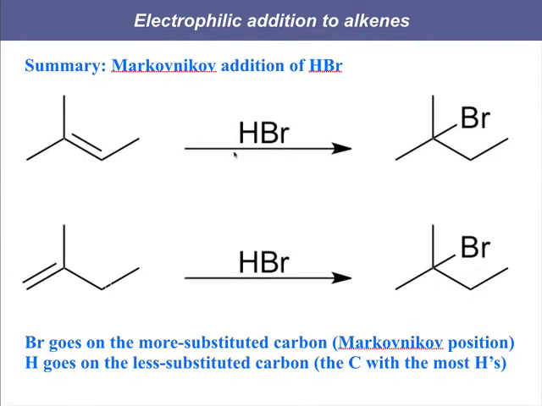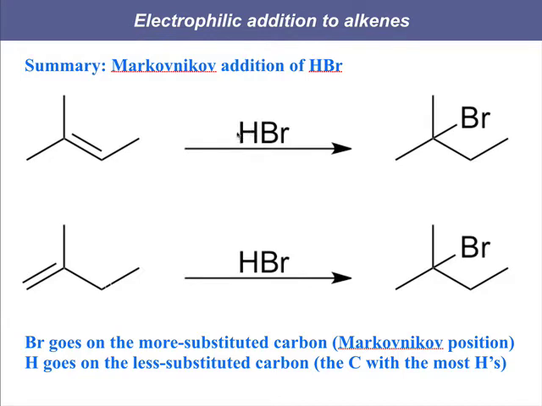Notice that sometimes you can get the same product starting from different reagents. Here are two different alkenes. This is 2-methyl-2-butene. This is 2-methyl-1-butene. In both cases, the H and the bromine follow Markovnikov's rule.